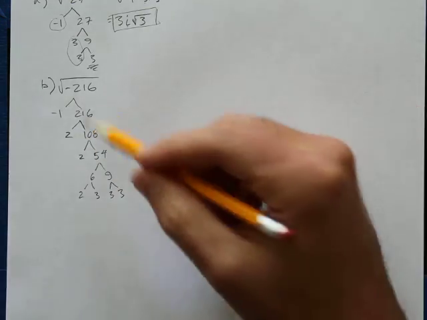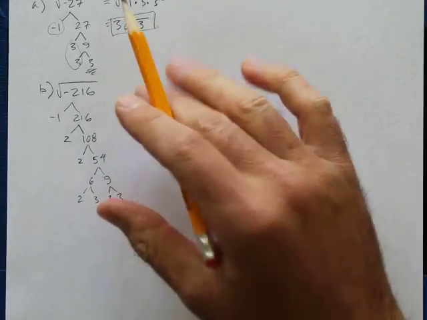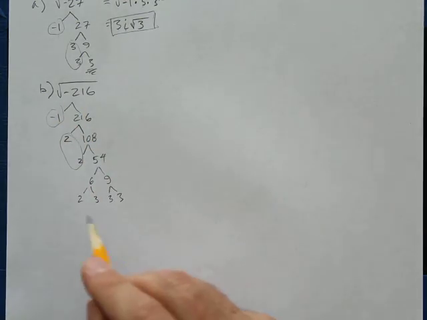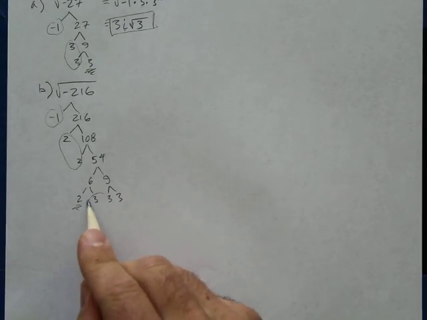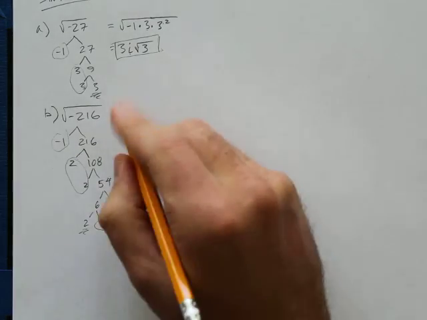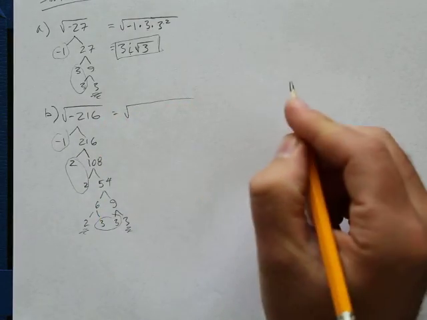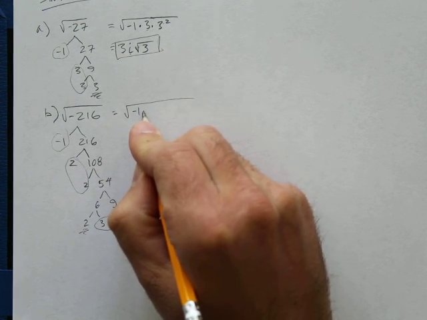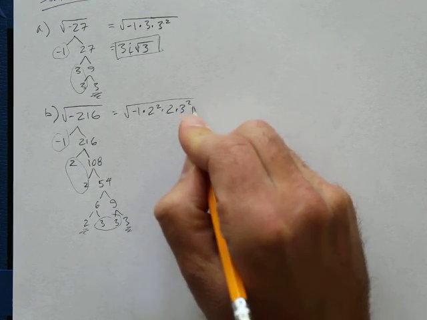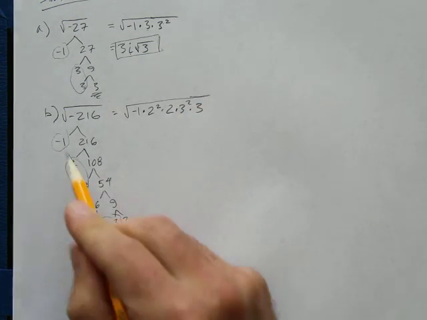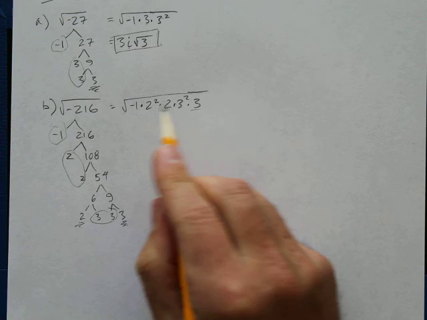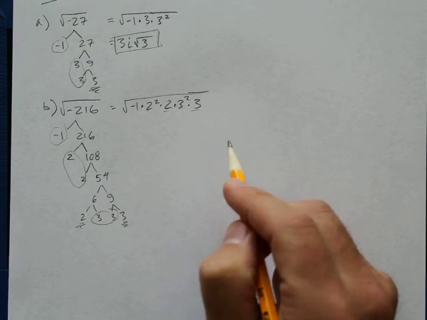Okay, so now let's see what we can pull out from under this radical. We've got the -1, we've got 2 times 2, and this other 2 is going to be stuck, and then we've got 3 times 3, and this other 3 is going to be stuck. So if we wanted to rewrite this, and you can decide if you want to or not, it's going to be -1 times 2 squared times 2 times 3 squared times 3. That's our factorization here. So the 2 and the 3 are going to be left inside, and the 2 squared and the 3 squared, we can take the square root of those.